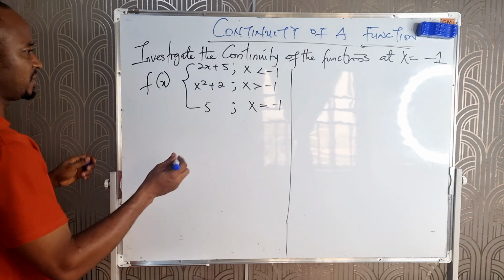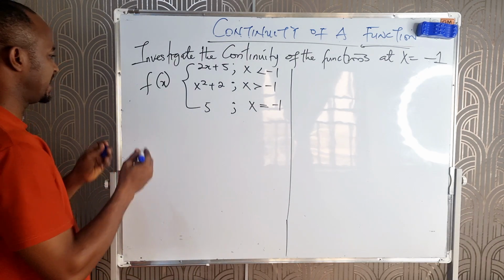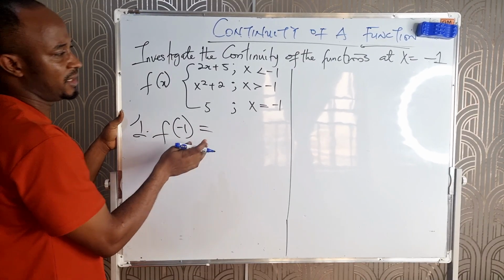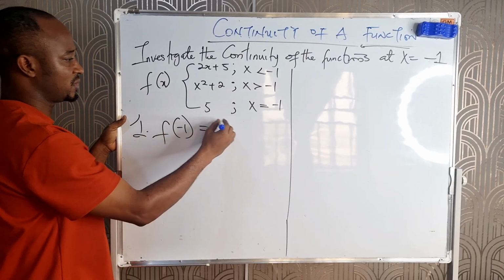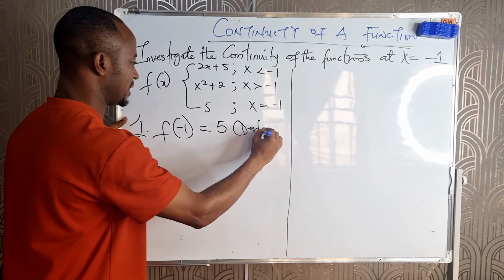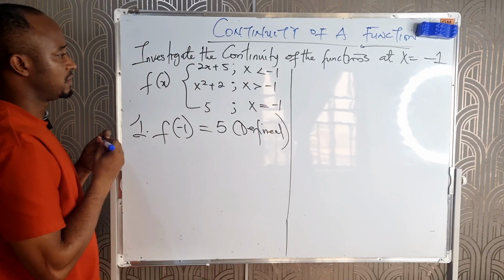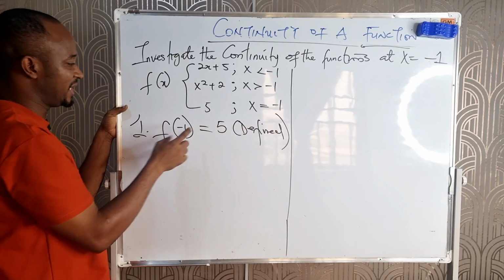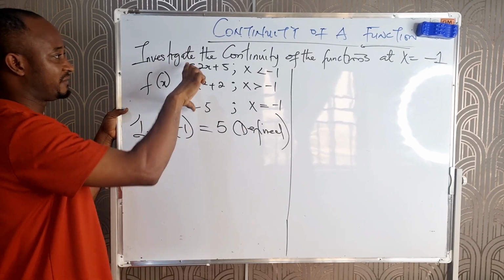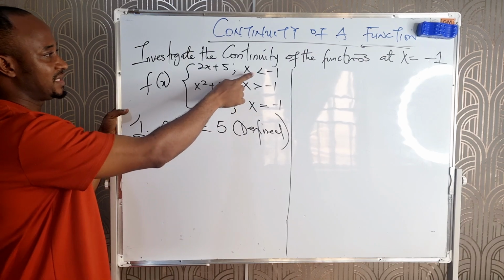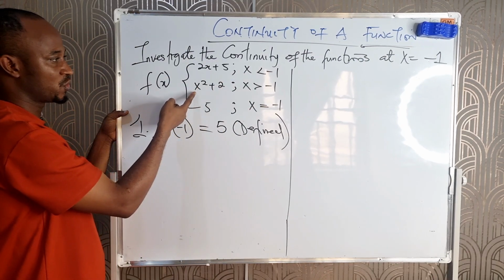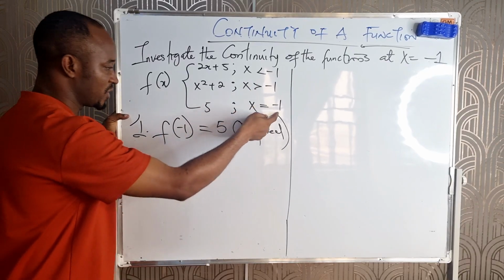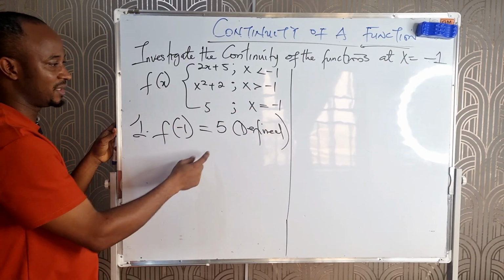Okay, the first step is to define f of -1. In this case, f of -1 is defined as what? As 5. This is defined because we are told that for the function, f of x equals 5 when x is equal to -1. We have three pieces: 2x plus 5, where x is less than -1; x squared plus 2, where x is greater than -1; and 5, where x is equal to -1. So f of -1 is 5.